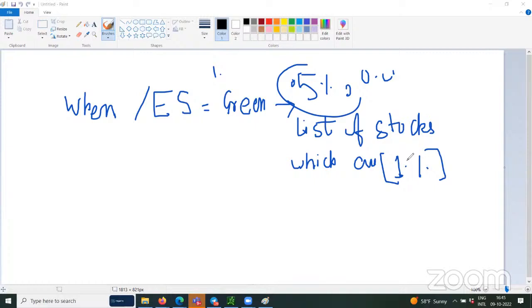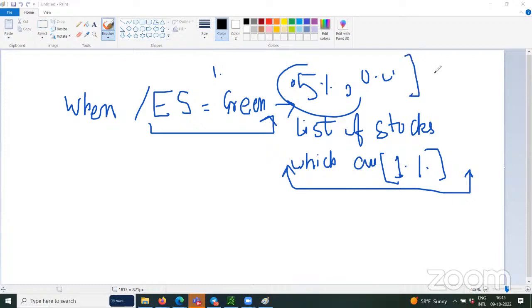That gives you a very basic idea when we are comparing the ES percentage. Assuming ES is flat to green, I'm looking at any stock in my watch list which is up 1%. Then I give 15 more minutes, so this is the 9:30 to 9:45 period.